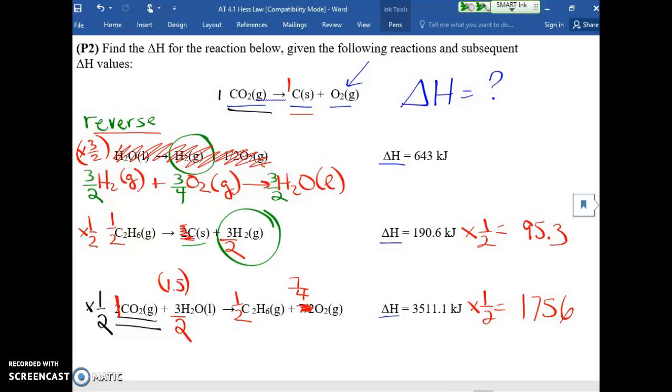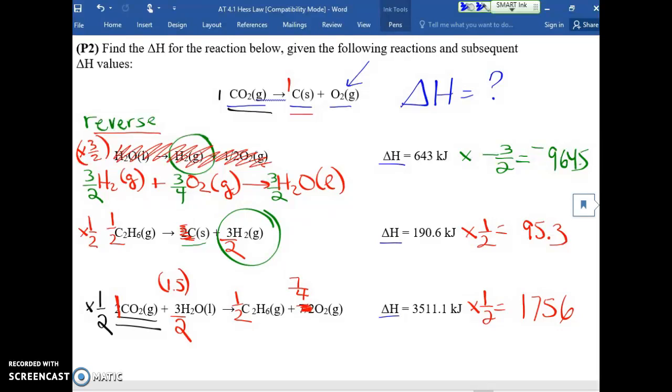Now, you have to keep track of everything. You reversed it. That means negative. You multiplied it times 3 halves, so 3 halves. So we have 643 times 3 divided by 2. So that's going to be a negative 964.5. Okie dokie. You'll add those up then.